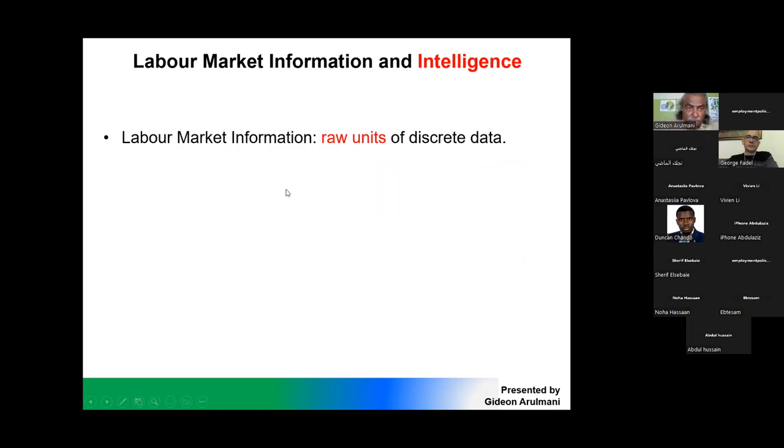So now information is raw units of data. What is that? There is a job in nursing. There is a job in physiotherapy. There is a job in allied health. These are raw units of data. That's labor market information. Now, if you say there are jobs in nursing, physiotherapy, dentistry, and you turn that into intelligence, what are we saying? There are jobs in the health sector. So raw information, converting it into intelligence.